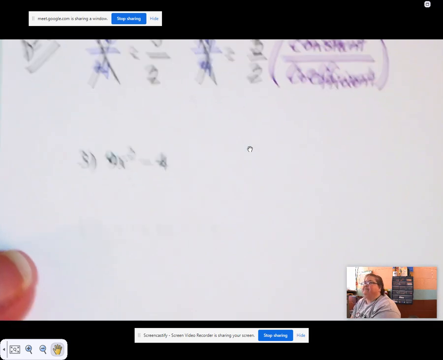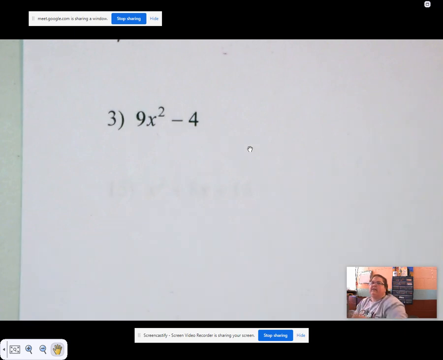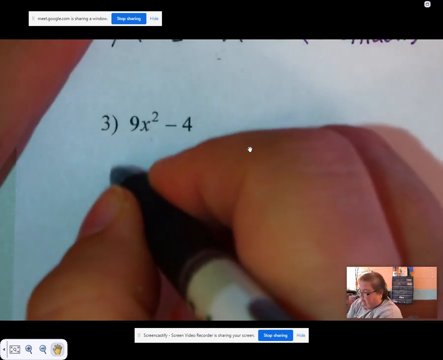Number 3. If this does not make sense to you, do not use it. If it does, you're more than welcome to. Is everybody ready? Binomials.